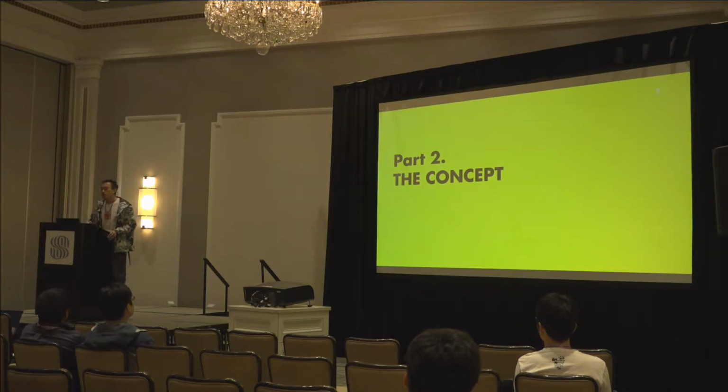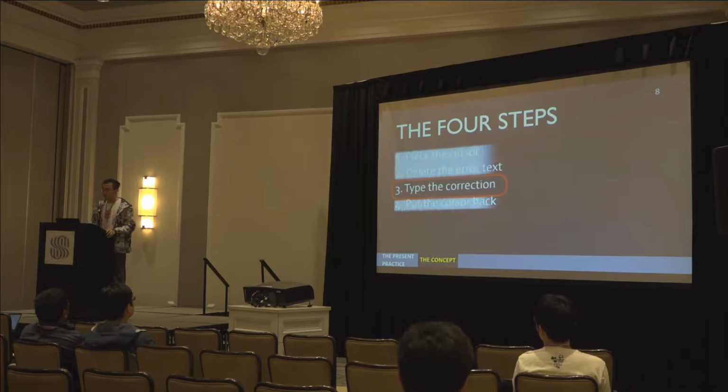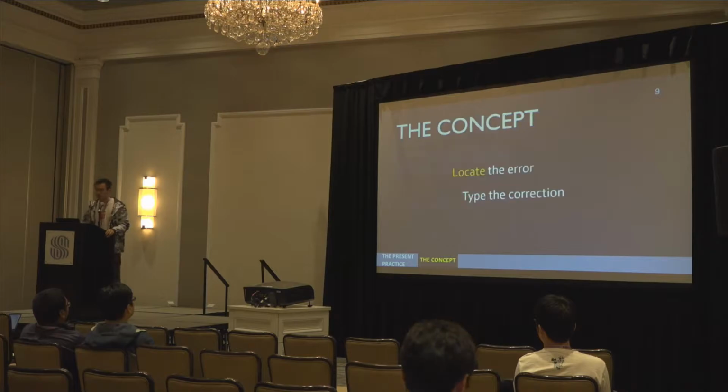So how do we improve that? Let's first talk about the concept of text correction on mobile phones. Review the 4 steps. The only important one is type the correction because it tells the mobile phone where to correct. The other steps are all navigation. So if we can skip those steps, we might improve the correction procedure and make it faster.